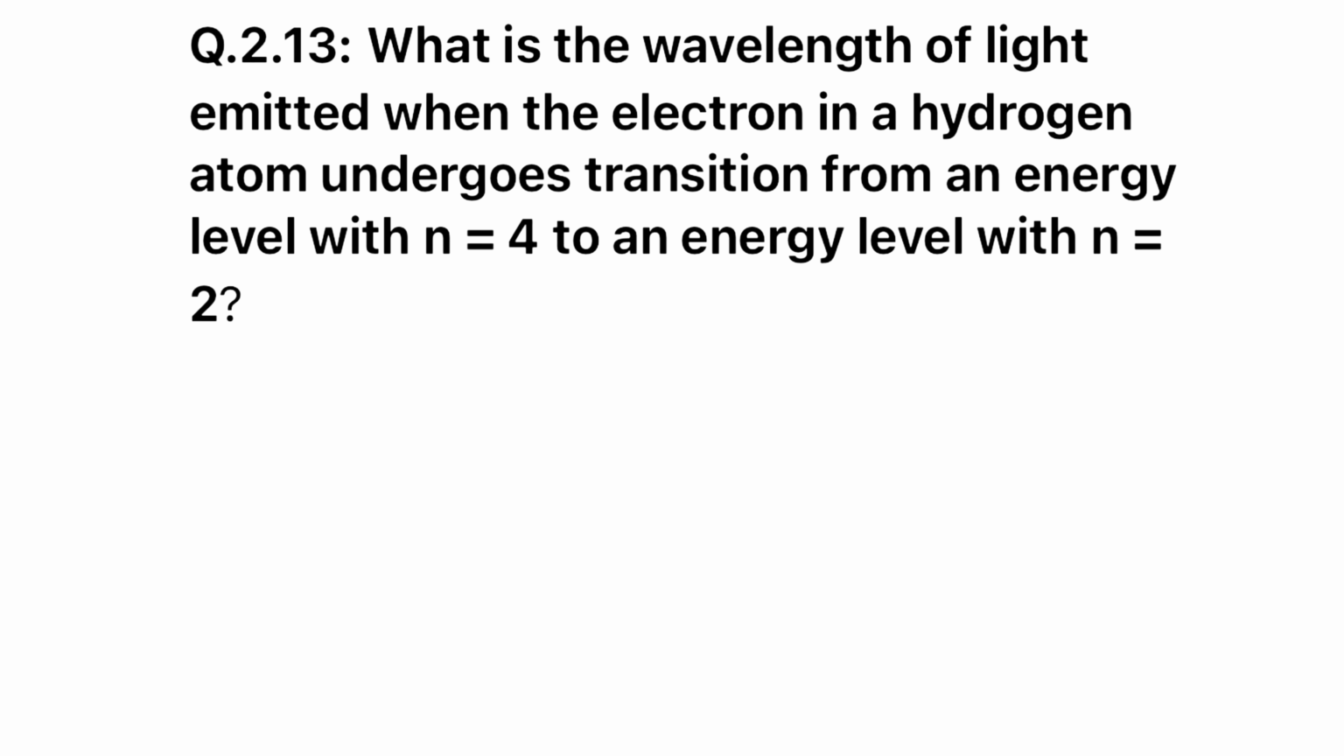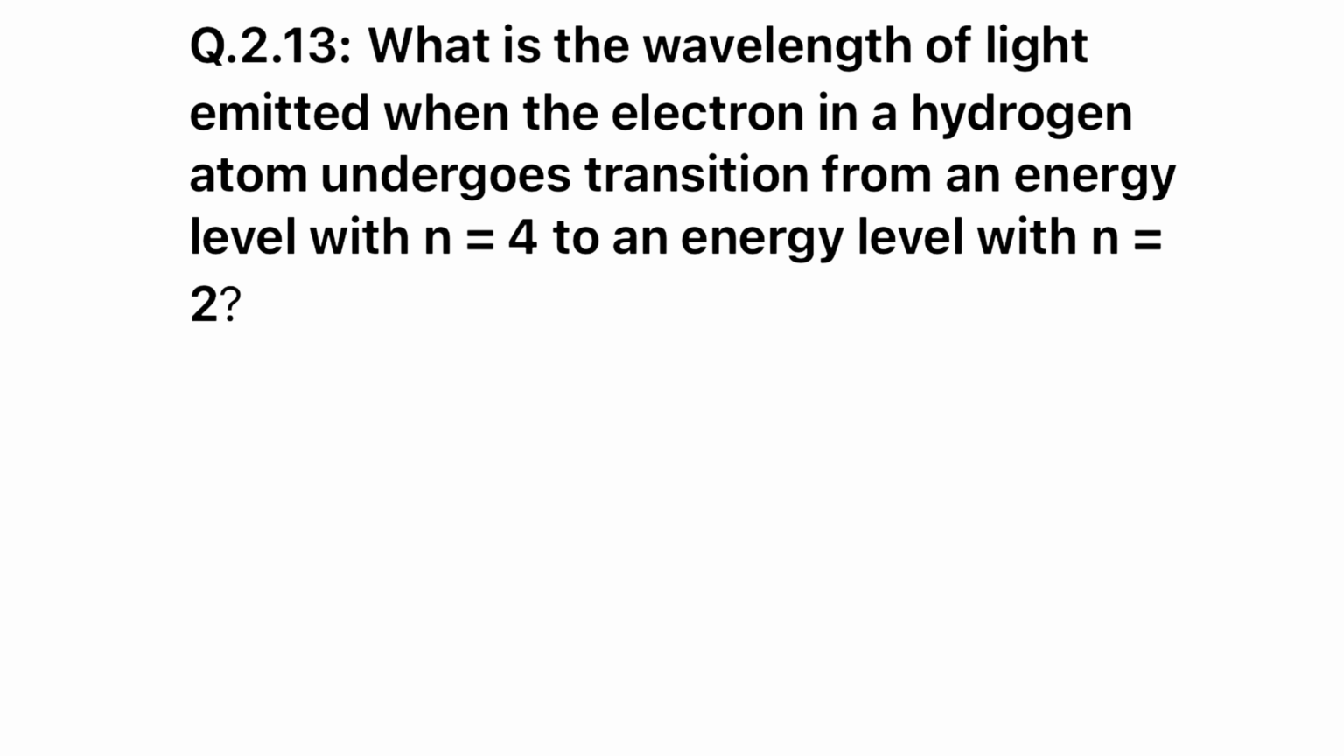What is the wavelength of light emitted when the electron in a hydrogen atom undergoes a transition from energy level n equal to 4 to energy level n equal to 2? See here, what is the scenario? The electron is shifting from one shell to another, from n equal to 4 to n equal to 2. Definitely at that time energy will be released in the form of light, and we are supposed to find the wavelength of that light.